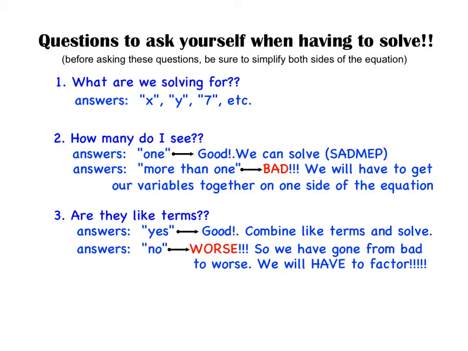All right. So if there's more than 1 x, that's bad. We're going to have to get those x's on the same side and go from there. So the next question is, are they like terms? If the answer is yes, that's good. We can combine those like terms and solve. We just do the SADMEP. If the answer is no, that's worse. We've gone from bad to having more than 1 x to worse. We can't even put them together. When we go from bad to worse, you have to factor. That's the only way that you're going to end up solving this. We'll get to factoring later on in these lessons. So just know that at some point, you're going to go from bad to worse. Know that all you have to do is factor.